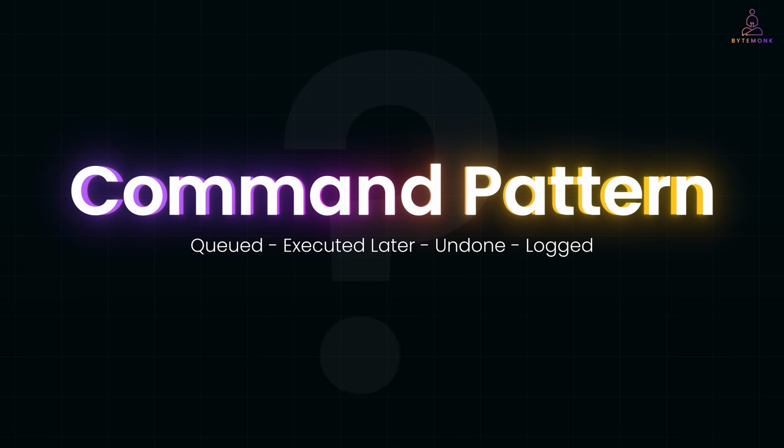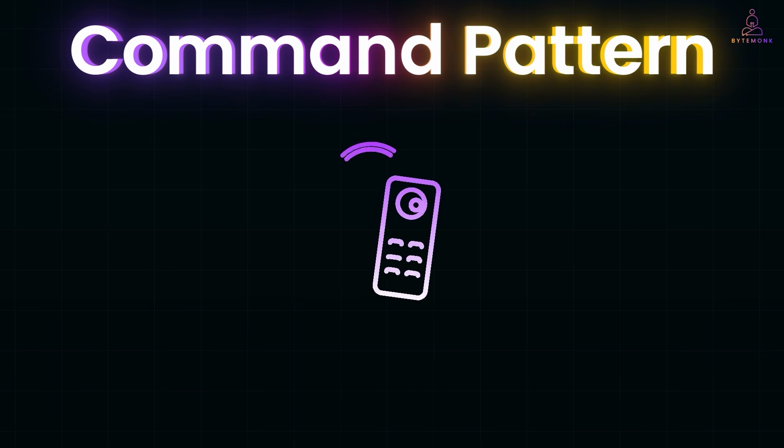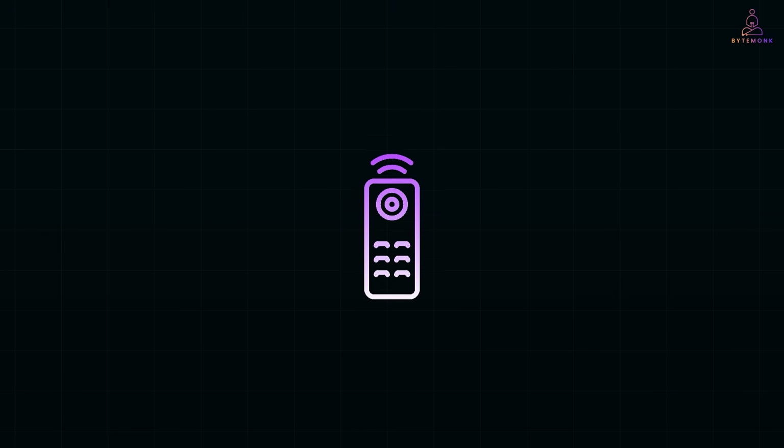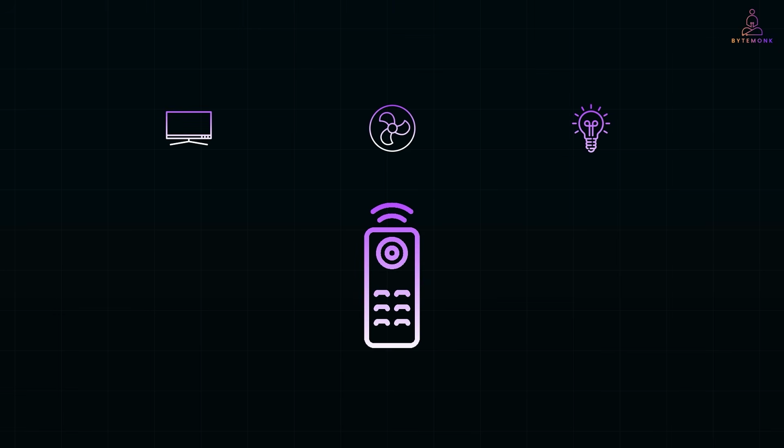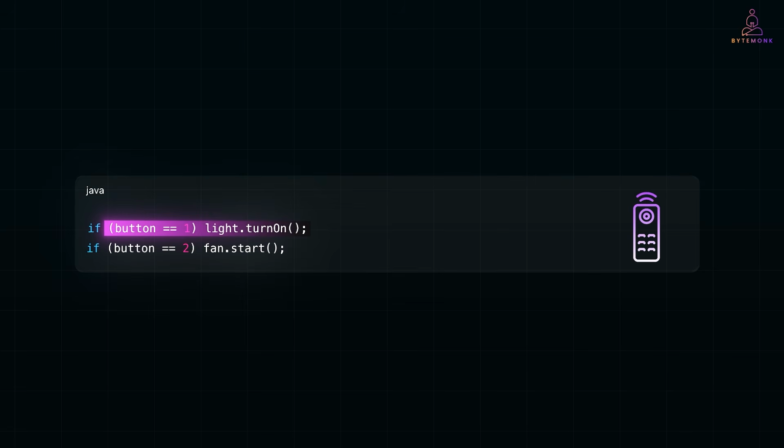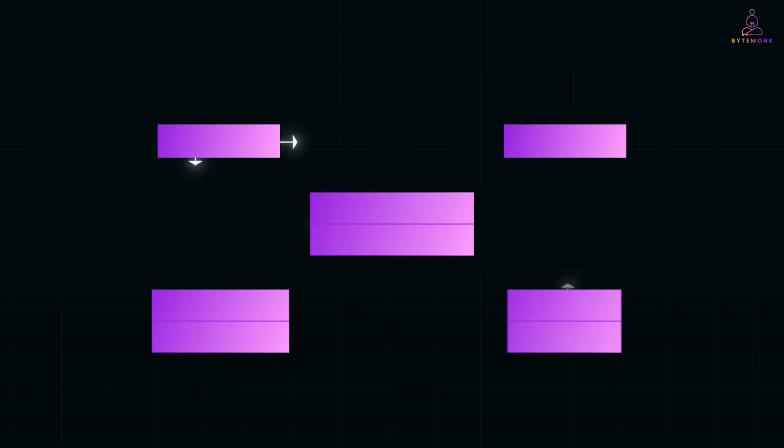Why is that useful? Because let's say you're building a remote control that can trigger different devices, a TV, a fan, a light. You could hard-code conditionals in the remote itself. Something like this. If button is 1, turn on the lights. If button is 2, start the fan. Now the remote has to know everything about the devices. What if you want to add an undo button or swap out devices? That's where the command pattern comes in. It decouples the object that triggers the action from the one that performs it. So here you have a device like a light.